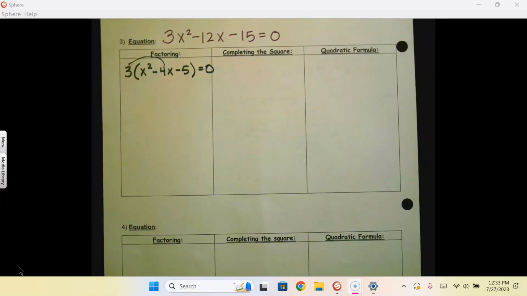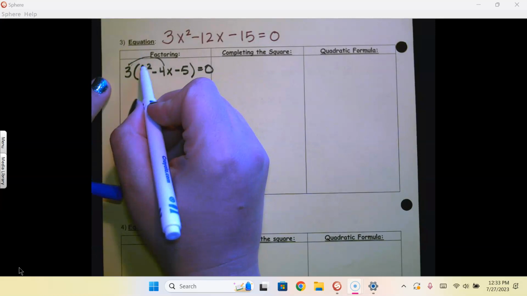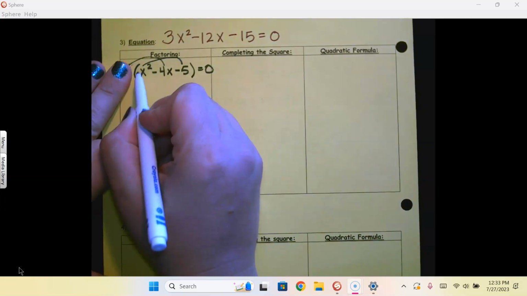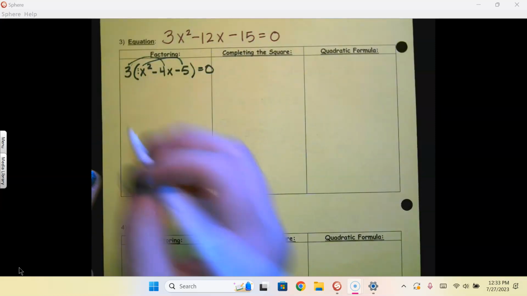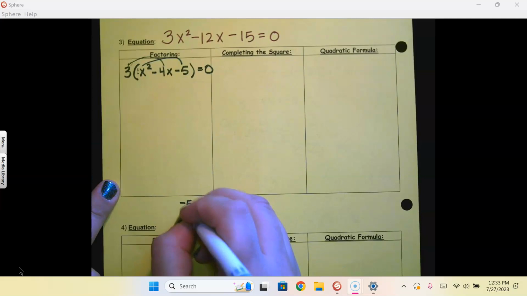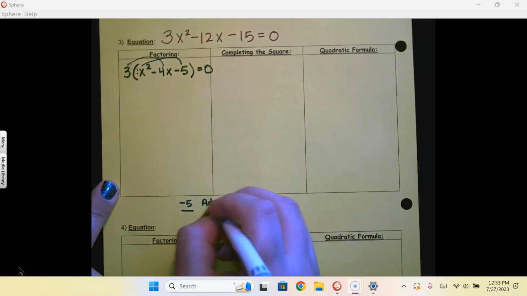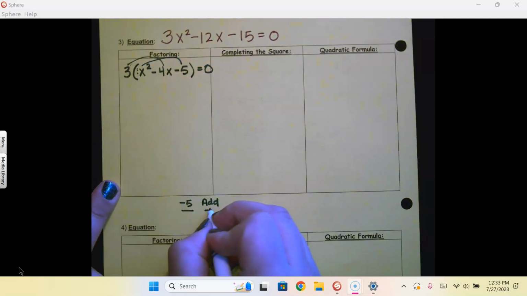Okay, and then to factor, we ask ourselves how many terms. There's 1, 2, 3. So when there's 3 terms, we can use the AC method. So since there is no number here, we know it's a 1. So we do 1 times negative 5. So that's negative 5. So we have to find what multiplies to negative 5, and it has to add to negative 4, the b.